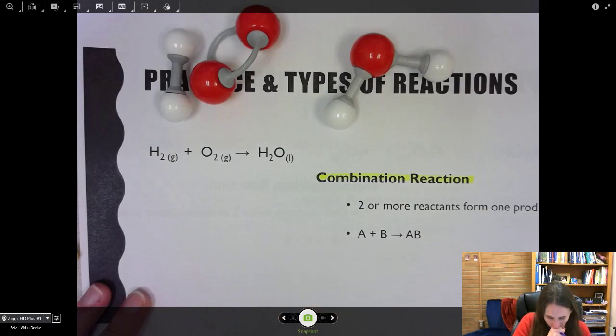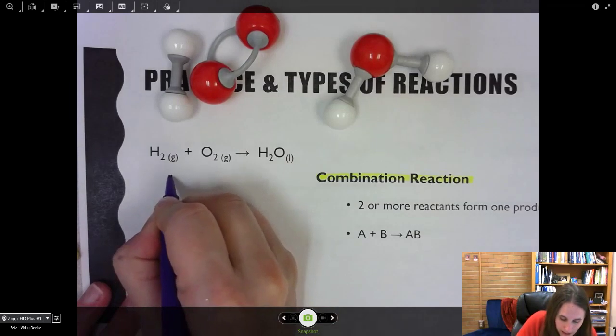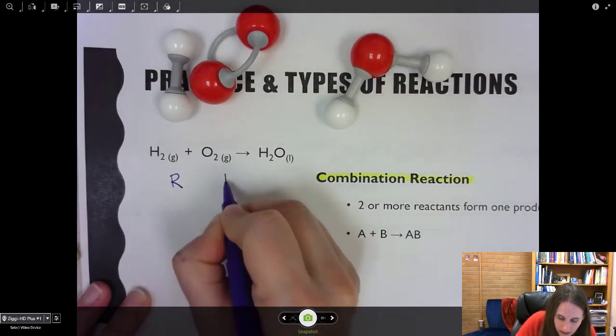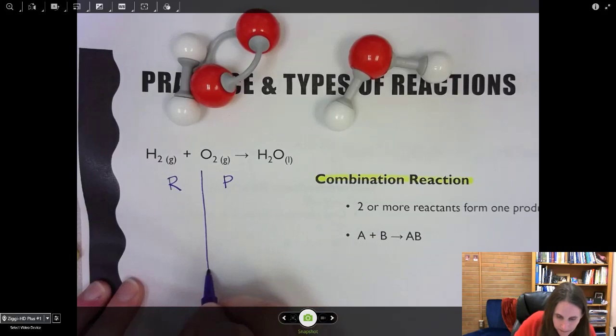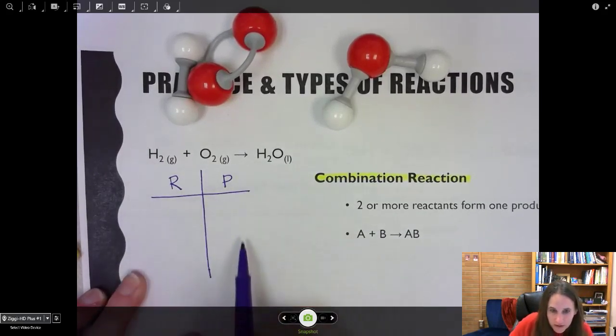Another strategy that a lot of people will use is to create a table for keeping track of the number of atoms on your reactant side versus your product side. So I'm going to show you how that kind of table would work. I have reactant and I have product. You could also do it right under the arrow.